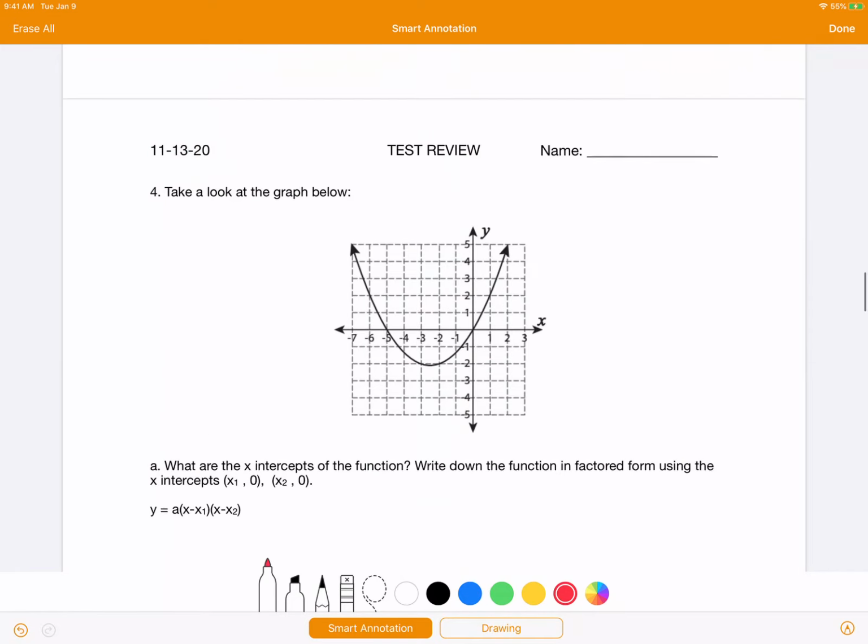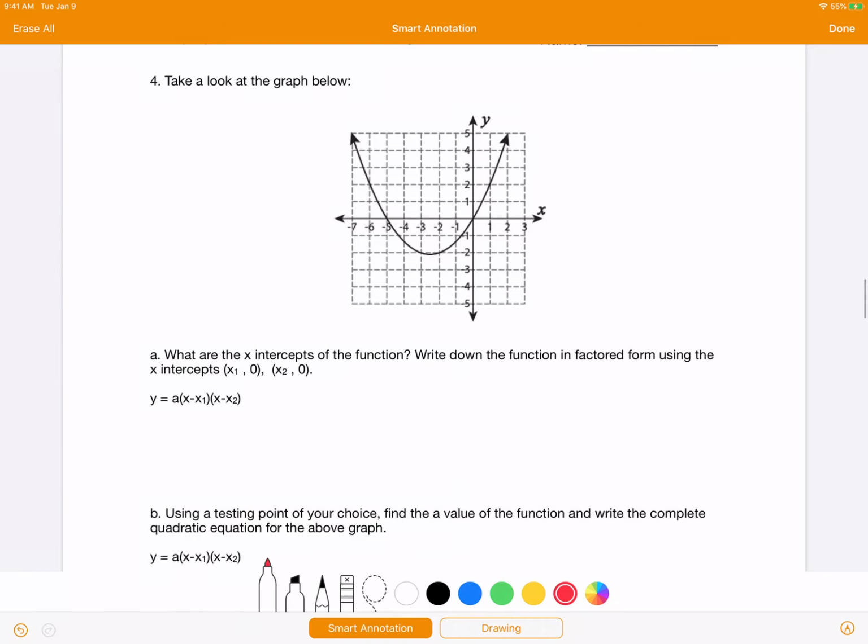Okay. All right, moving on to number 4. Take a look at the graph below. What are the x-intercepts of the function? Write down the function in a factored format. Well, it looks like we have two clear x-intercepts there. So the x-intercepts are at -5, 0 and at 0, 0. So write down the function in a factored form.